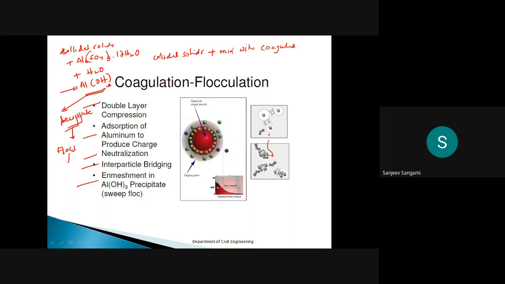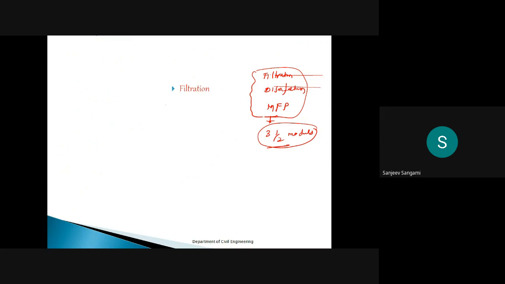It means that these flocs are going to settle at the bottom. These are nothing but the aluminum hydroxide precipitate. Normally this reaction is going to happen in the coagulation process. Okay, so then we will move on to the filtration process.